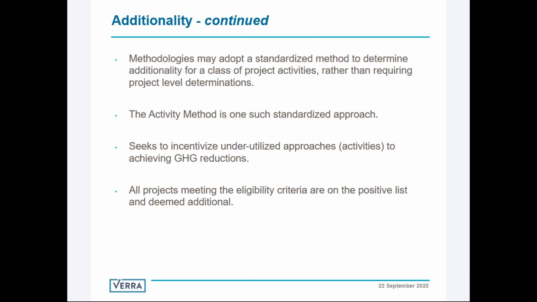The activity method is one VCS approved standardized approach. The activity method seeks to incentivize underutilized approaches to achieving greenhouse gas reductions. We use the activity method to demonstrate additionality for WRC in VM7, and all projects meeting the applicability conditions are on the positive list, which is another way of saying that they are additional. Next slide, please.